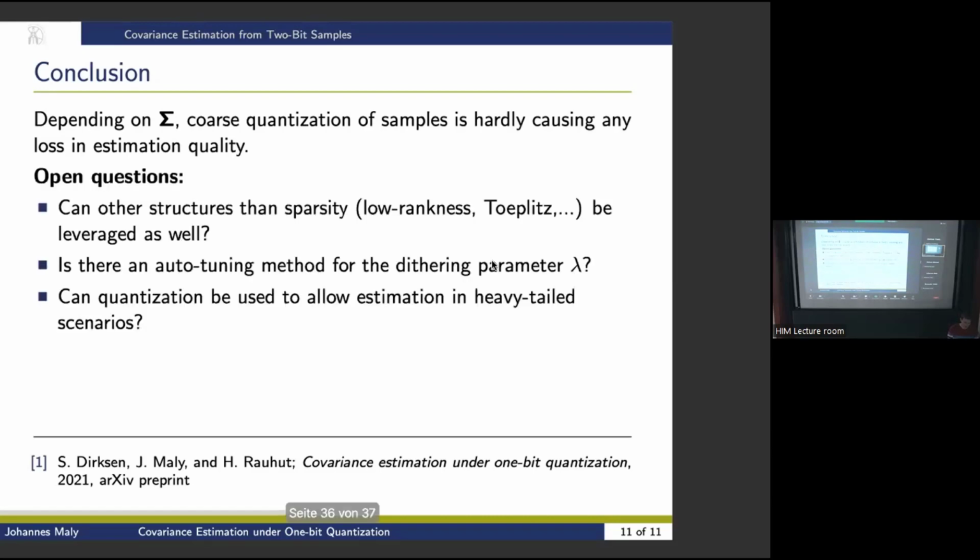Yeah. So I mentioned some of those questions already. We would be interested in also covering other types of structure in these results. We would be very interested in auto-tuning the lambda. I guess this is the greatest obstacle to making it easily applicable. And of course, it would be interesting what happens for heavy-tailed distributions. What can one do there? Because the 1-bit quantization seems to be a good way of making heavy-tailed things very compact, concentrated around 0. So it would be also interesting if one can make use of it, even if one is not interested in quantization.